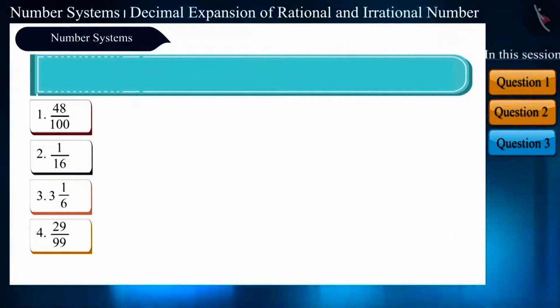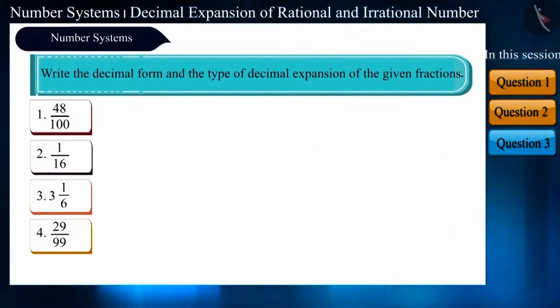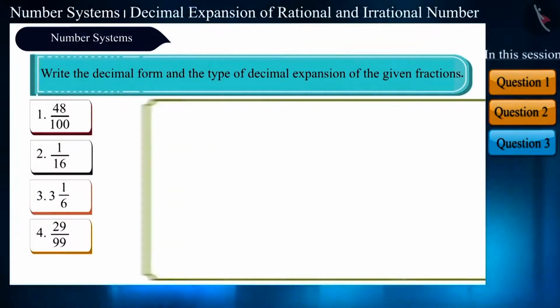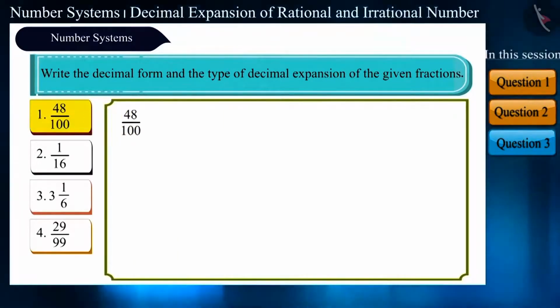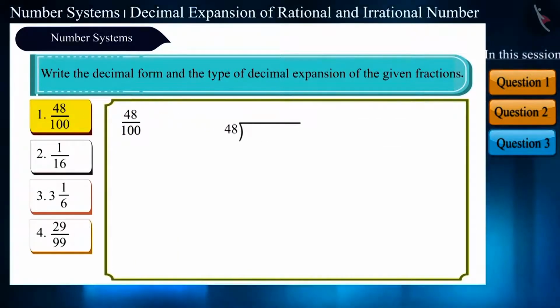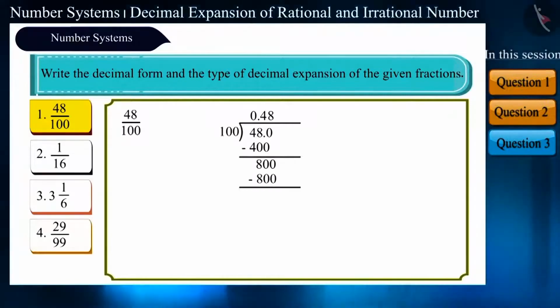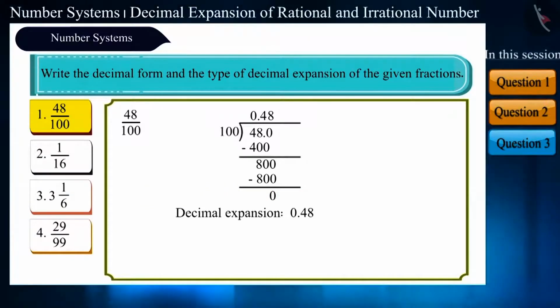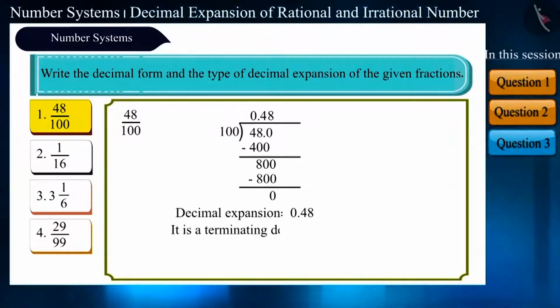Friends, let us see this question. Write the given fractions in their decimal form, their decimal expansion. First fraction is 48 by 100. We will write it in this way and solve it using the long division method. Here, the remainder becomes 0 and its decimal expansion is 0.48. Therefore, it is a terminating decimal expansion.